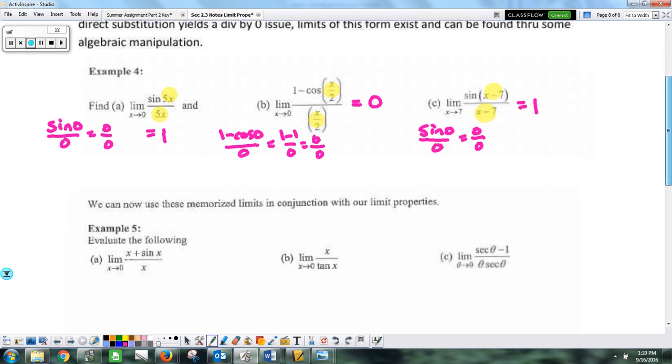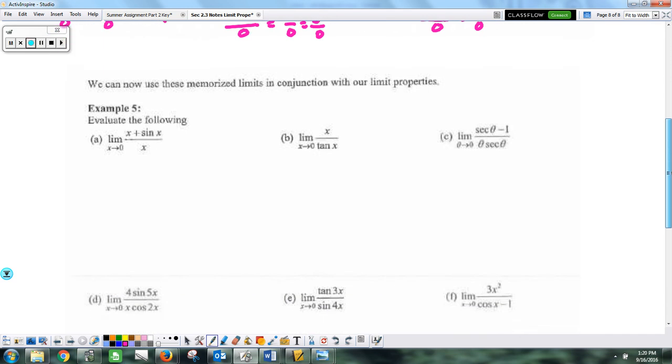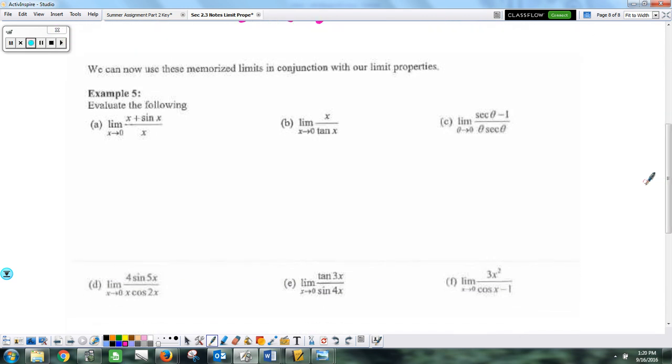Now, let's do a little practice with some problems where you might have to use these memorized limits in conjunction with your limit properties. You might have to do a little algebra. So initially, when we take a look at this, we try substituting. We get 0 plus 0 over 0. So that's the 0 over 0, do more work. This is close to that special form, but I've got this extra x. So what you're going to recognize is that you can do a little algebra. That's going to be our do more work.